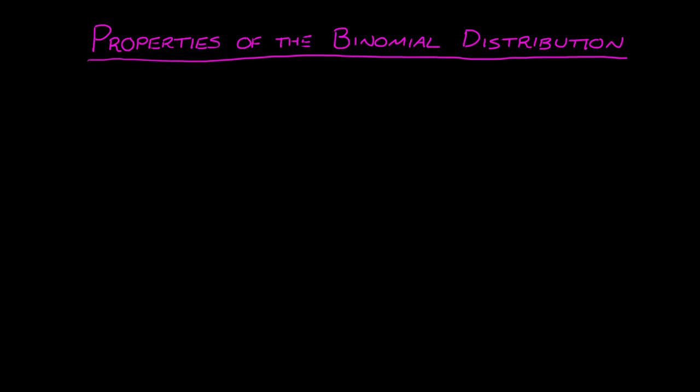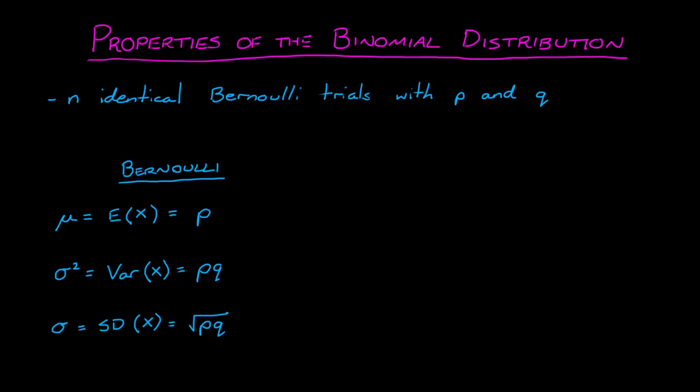Hi guys, in this video we're going to take a look at the properties of the binomial distribution. In the last video we learnt that a binomial experiment consists of n identical Bernoulli trials with probability of success p and probability of failure q. Now we know from looking at individual Bernoulli trials that for any discrete variable x, the expected value, or mu, is equal to the probability of success p.